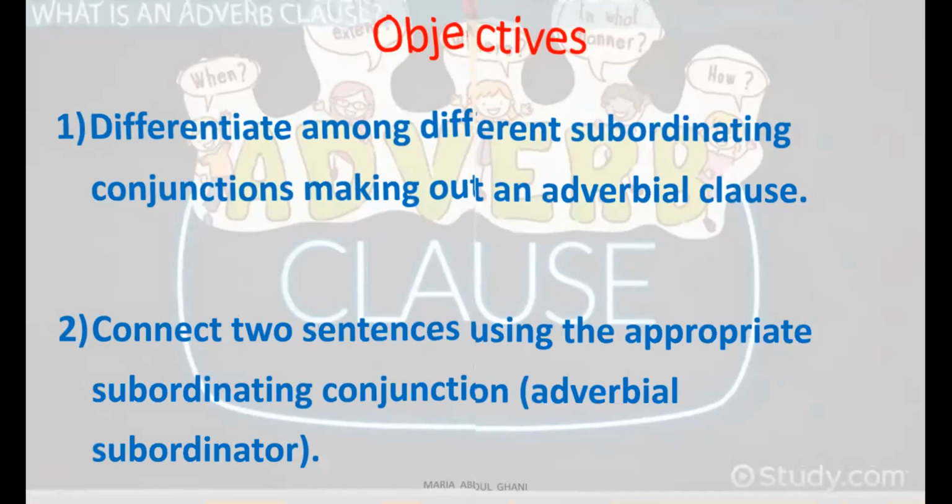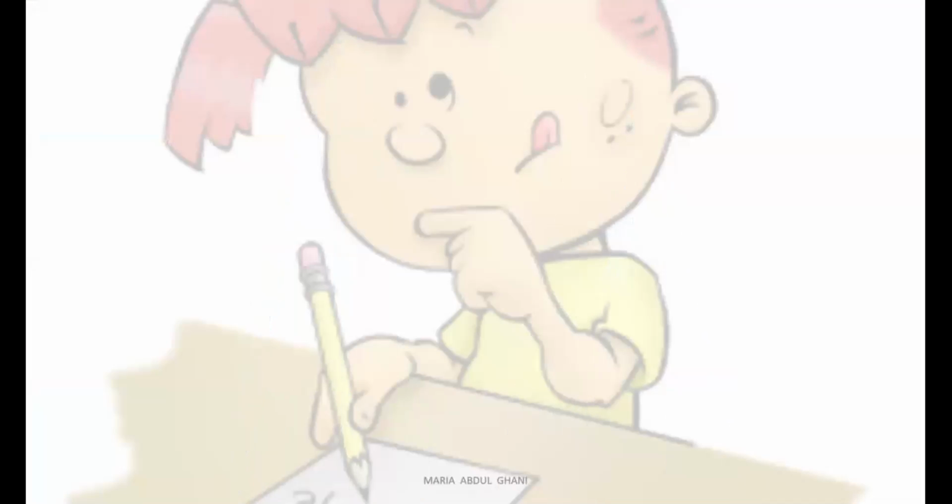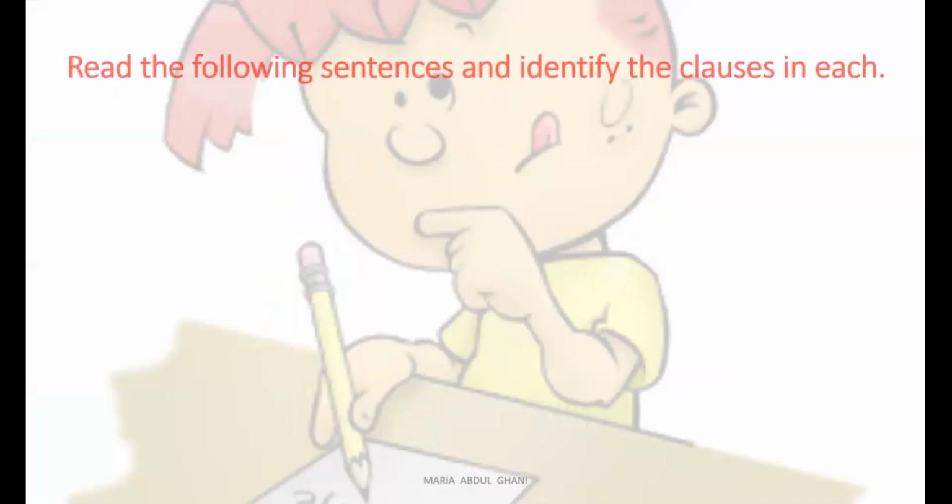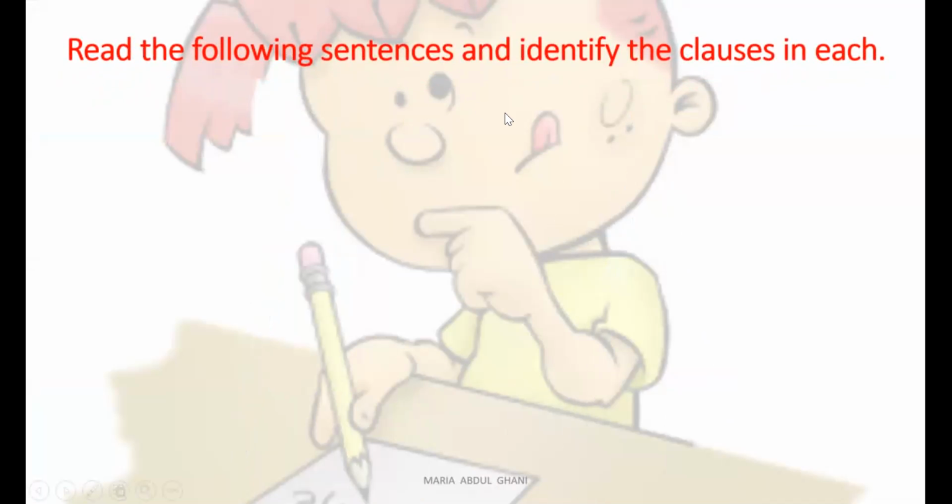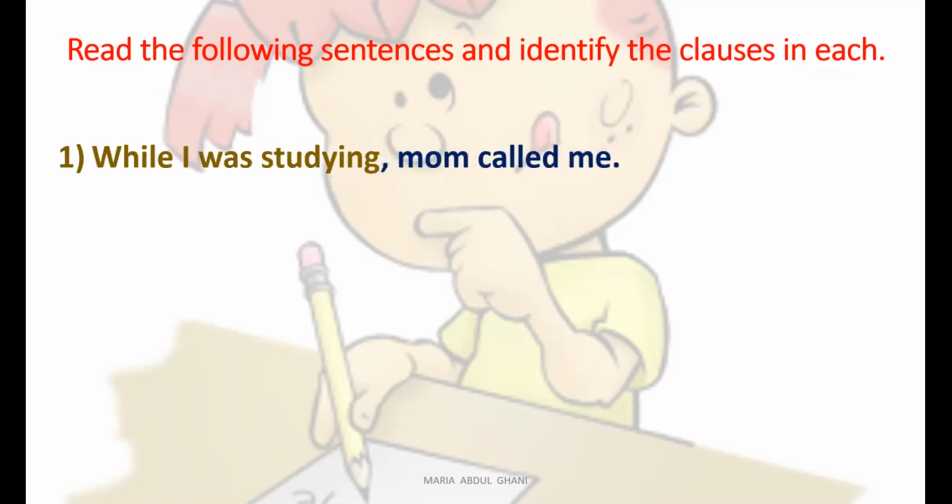Let's start with reading the following sentences and identifying the clauses in each. You are supposed to read the sentences. In each sentence, there are 2 clauses. You have to identify them. After saying where the clauses are, you have to tell what the type of the clause is. Is it an independent clause or a dependent clause? Let's start with number 1. I'll do it. Number 2 will be for you.